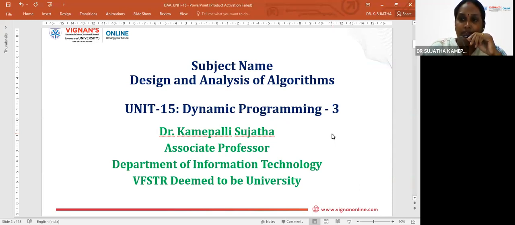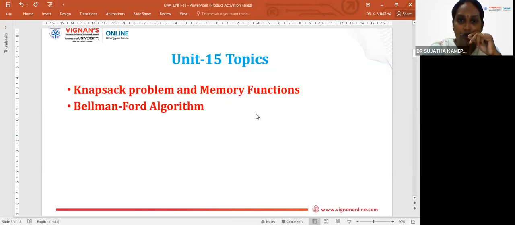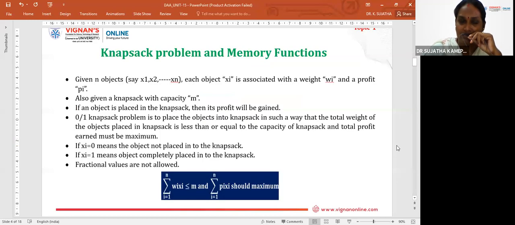In this session, we are going to discuss the dynamic programming algorithm design technique, which belongs to module 15. In this module, we are going to discuss two applications of dynamic programming. The first application is the Knapsack problem, and the second is the Bellman-Ford algorithm, which is used to solve the single source shortest path problem. As part of today's session, we are going to see the knapsack problem and memory functions.